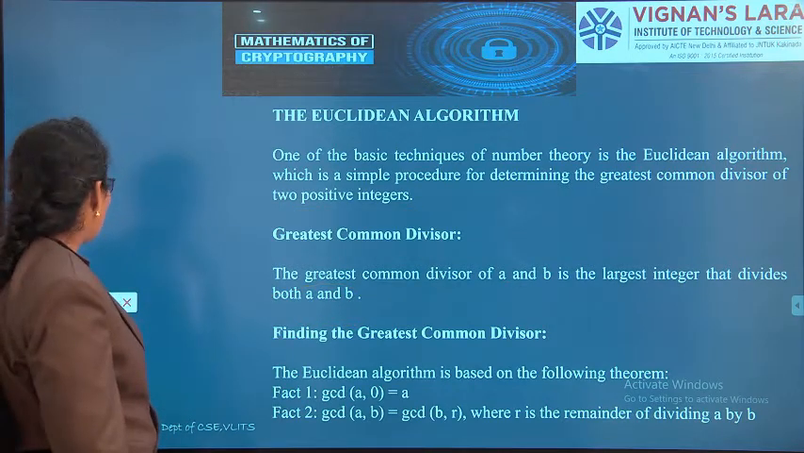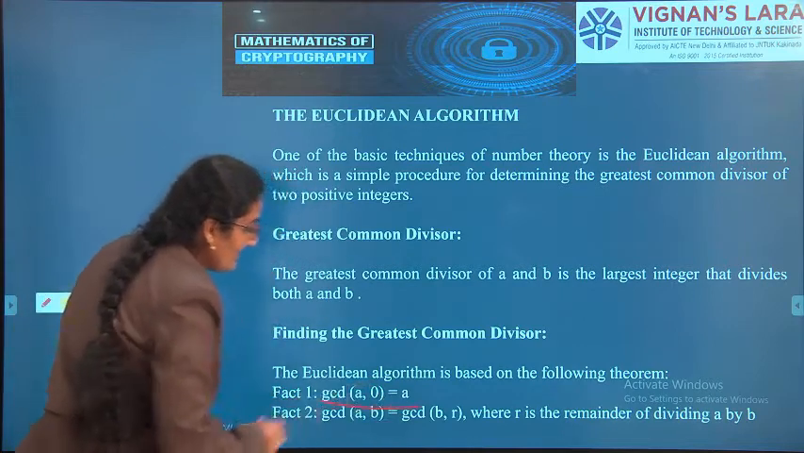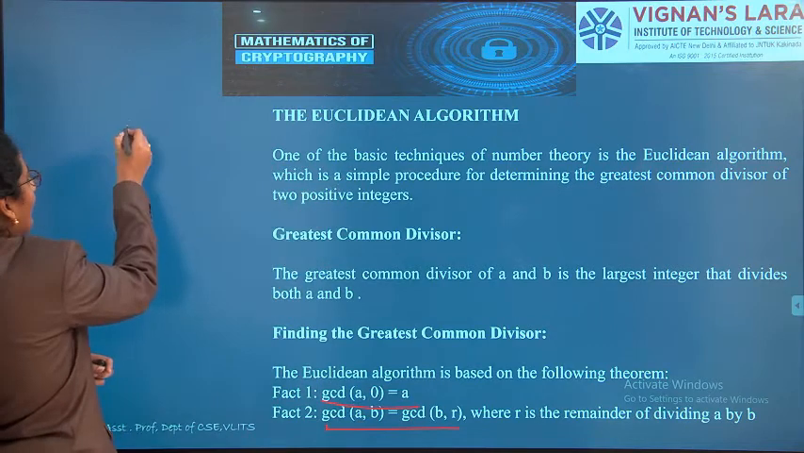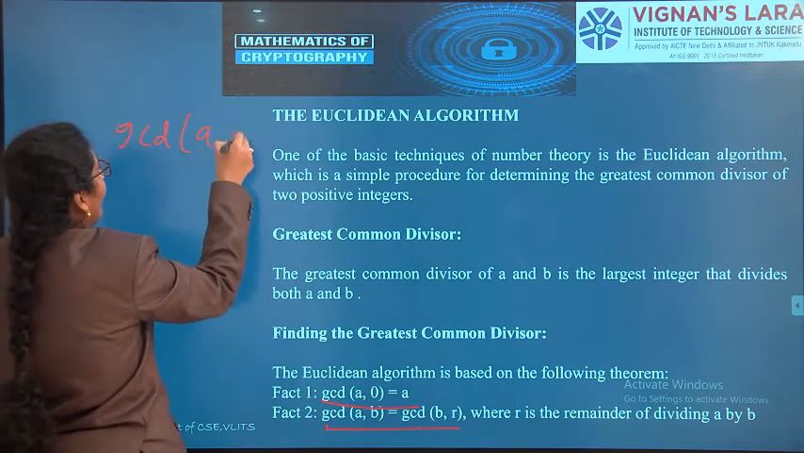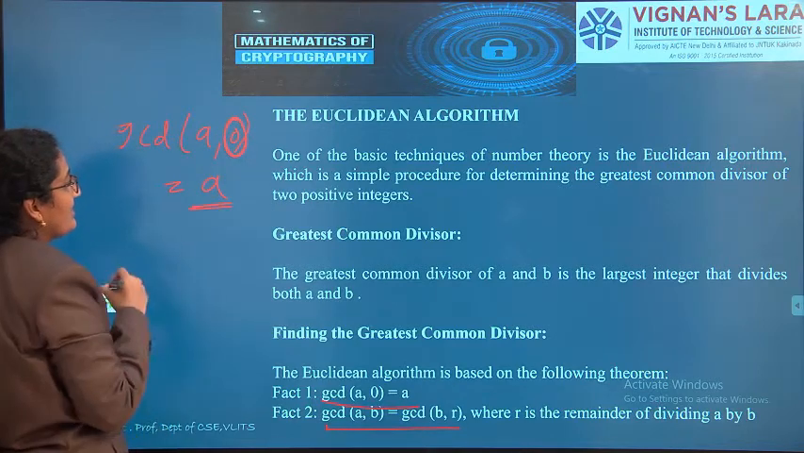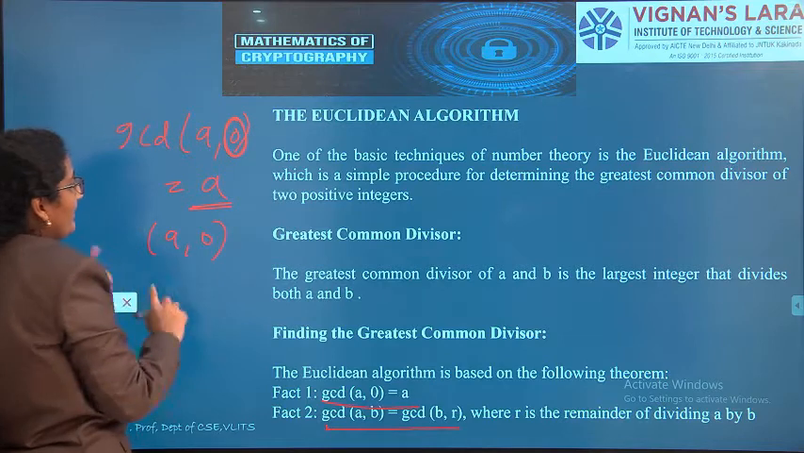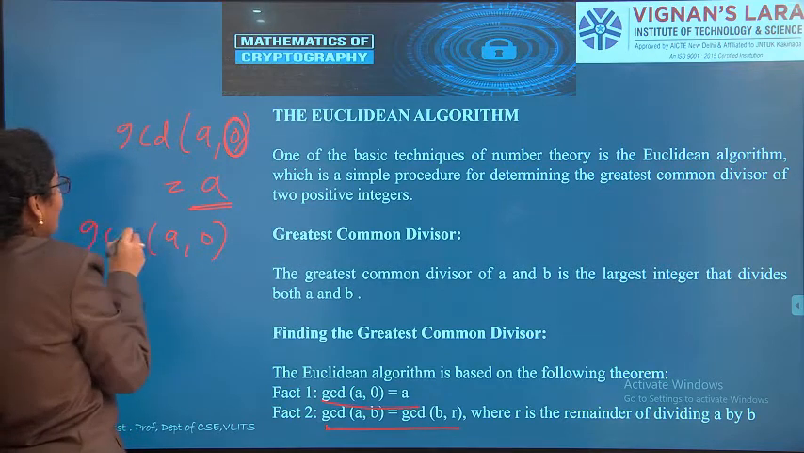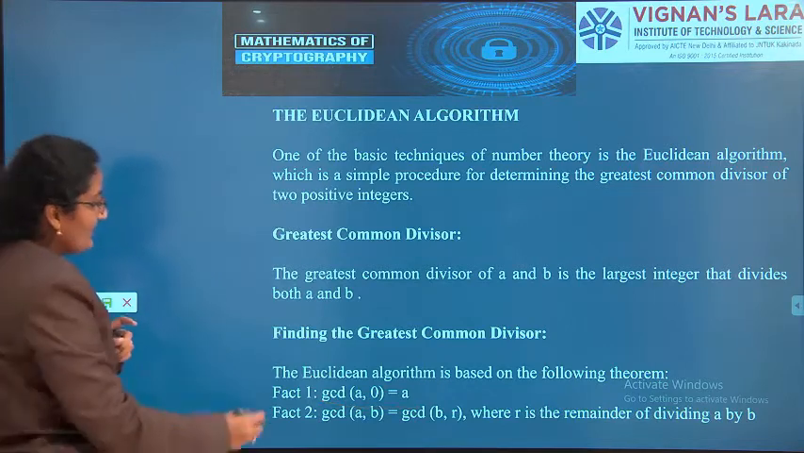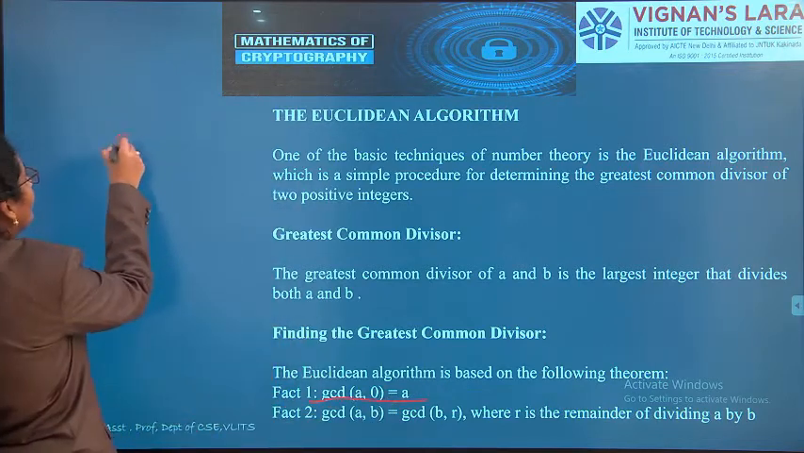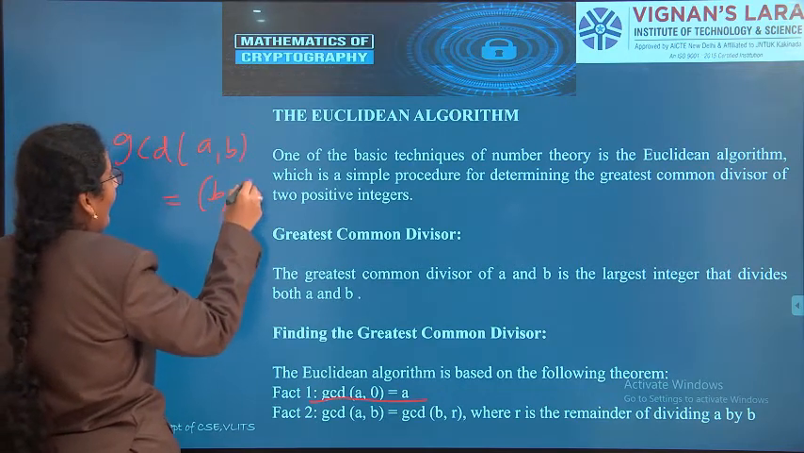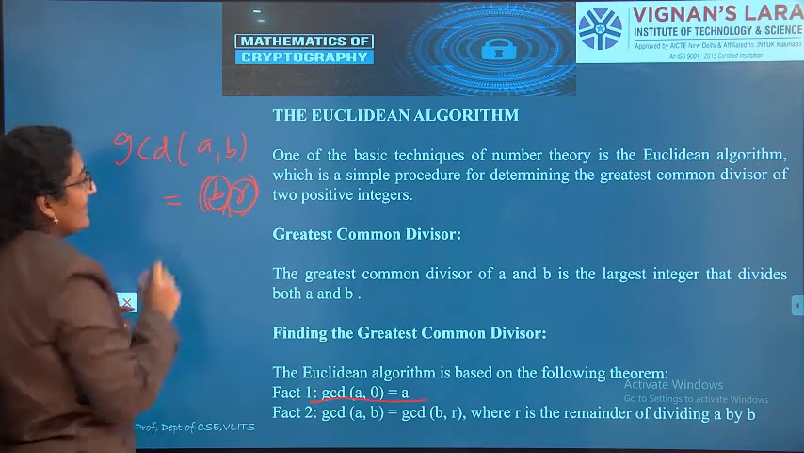So what are the two facts we have? GCD of a, 0 is a, and GCD of a, b is GCD of b, r. GCD of a, 0 will be a. If your second integer is 0, GCD will be the first integer. These two are the two integers, a, 0. What will be the GCD of these two integers? A only, because the second integer is 0. This is fact 1. What is fact 2? GCD of a, b equals GCD of b, r. B is the second integer, r is the remainder.